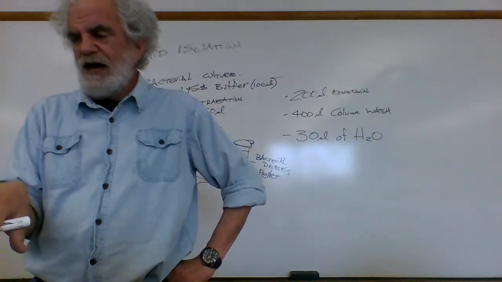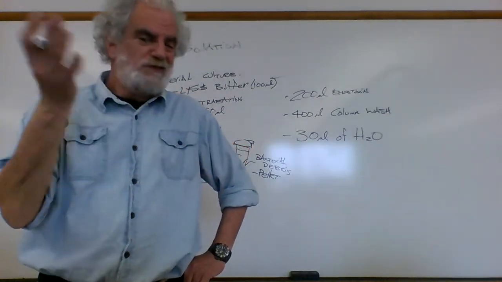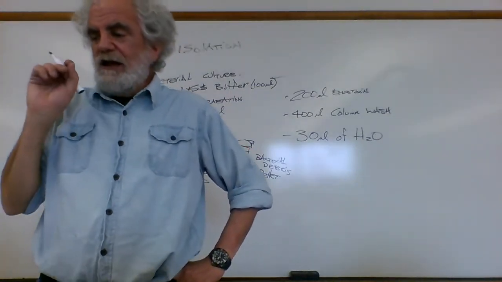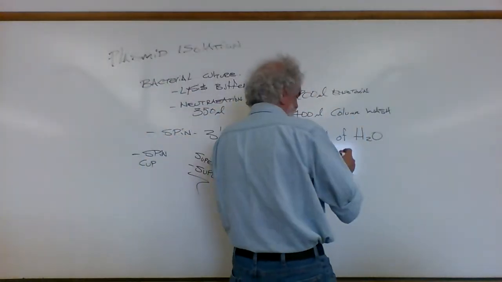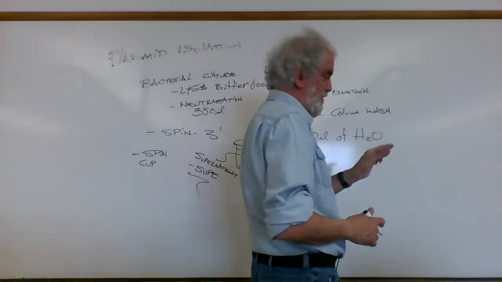You then spin that down. All right, actually, you let it sit for a few moments, for a minute, spin it down, and at that point, your plasmid DNA is going to be in a small 30 microliter volume in the bottom of the tube.